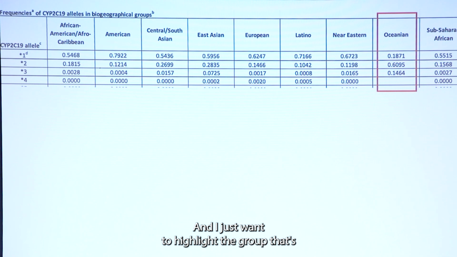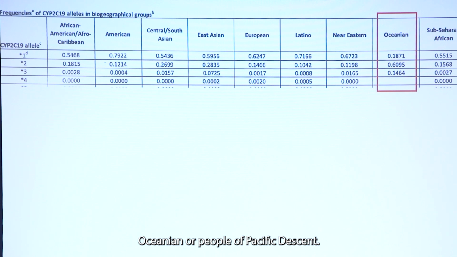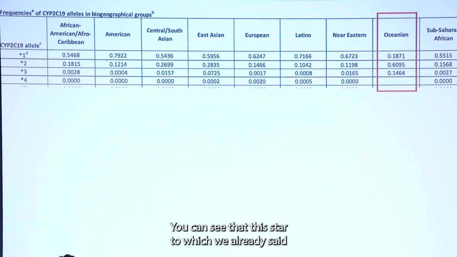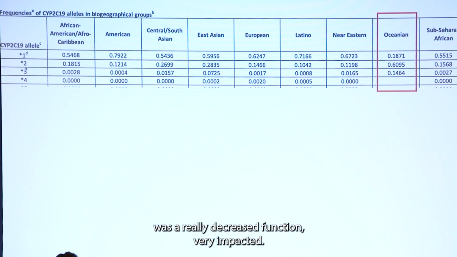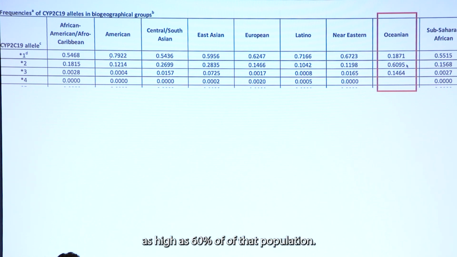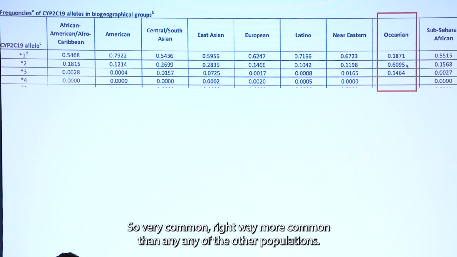And I just want to highlight the group that's Oceanian, or people of Pacific descent. You can see that this star 2, which we already said was a really decreased function, very impacted allele, is at a frequency as high as 60% of that population. So very common, right? Way more common than any of the other populations.